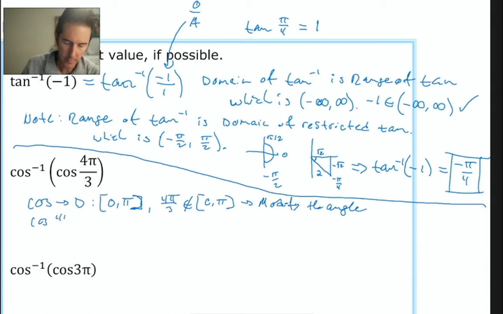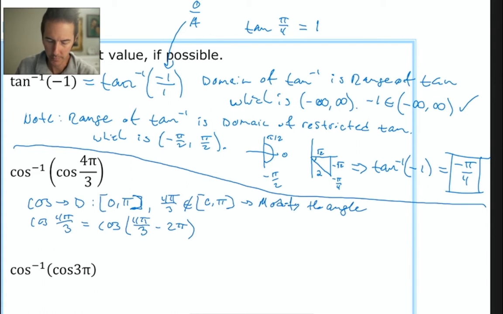The cosine of 4π/3 is equal to the cosine of 4π/3 minus 2π. That's a move that we've used before. Okay, so that's equal to the cosine of, 2π is 6π/3, so 4π/3 minus 6π/3 is -2π/3. Negative 2π/3, I guess I can write that out.